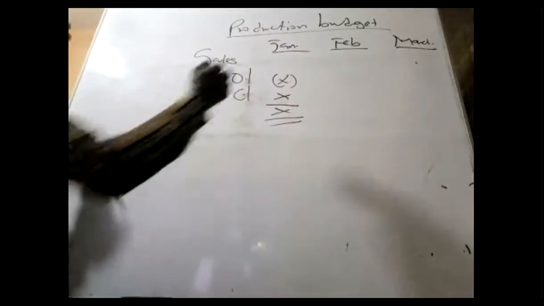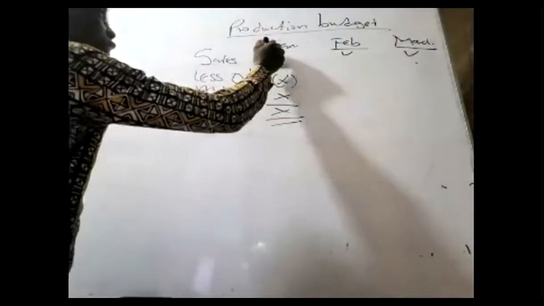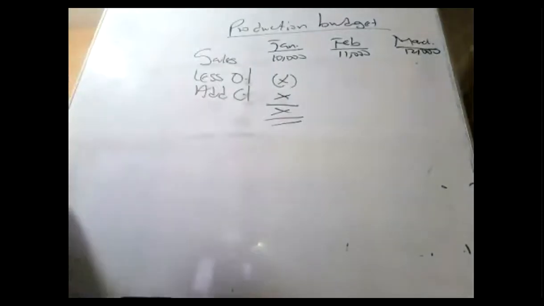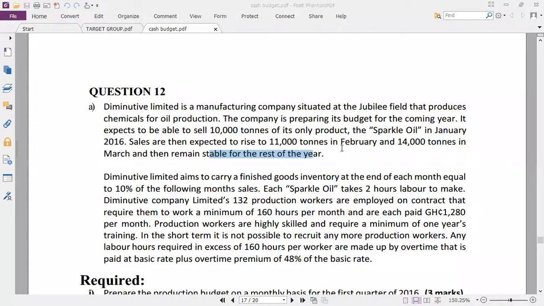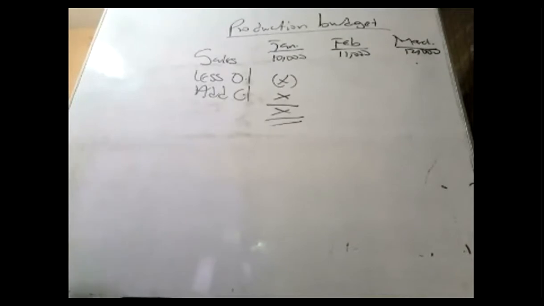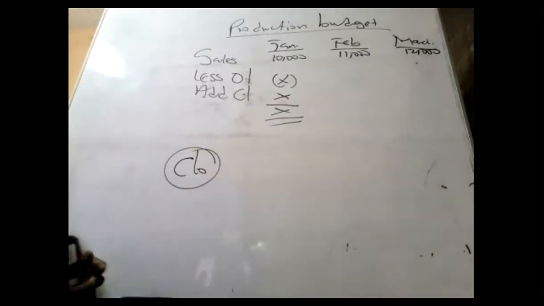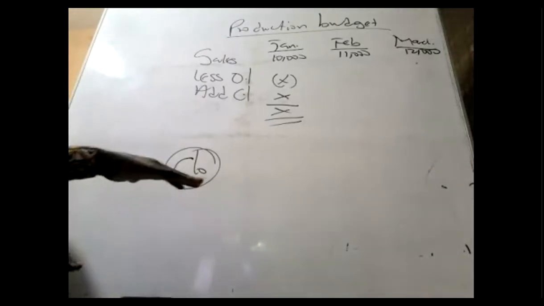The sales figures for all these three months will be in units: 10,000 units, 11,000, and then 12,000. Basically, let's continue. Now, with inventory, don't expect the examiner to give you opening and closing inventory at the same time. They will give you only the closing. You know that the closing balance for one period becomes the opening for the next period. So kindly look for the closing inventory, set it, and keep pushing it forward.